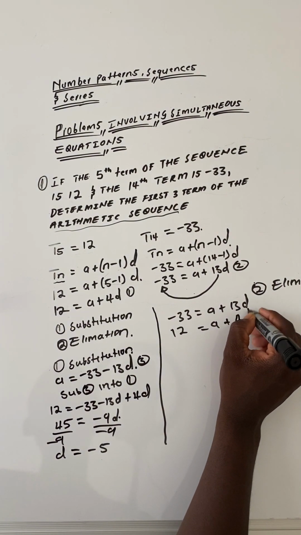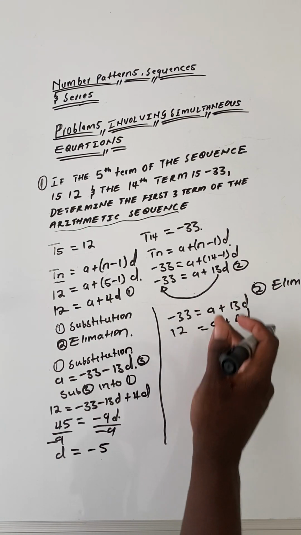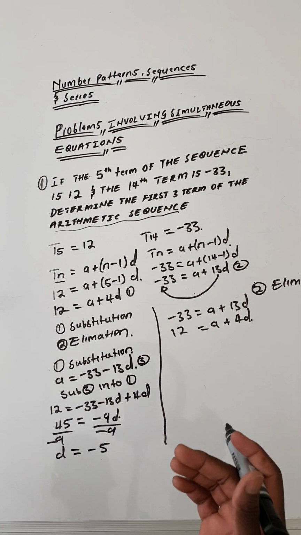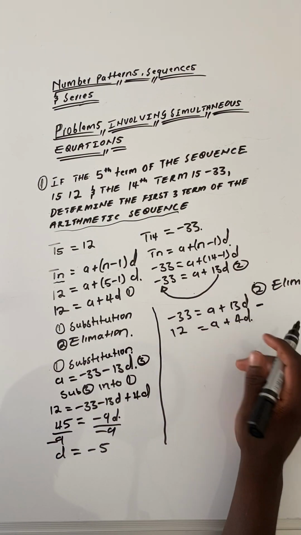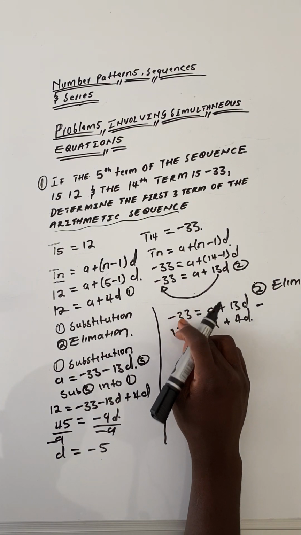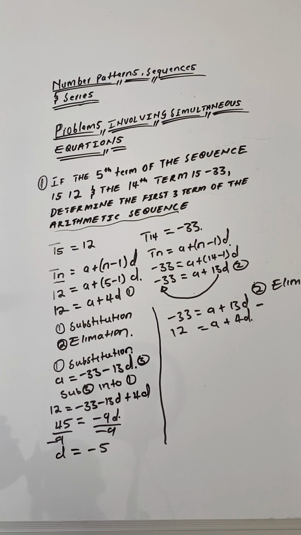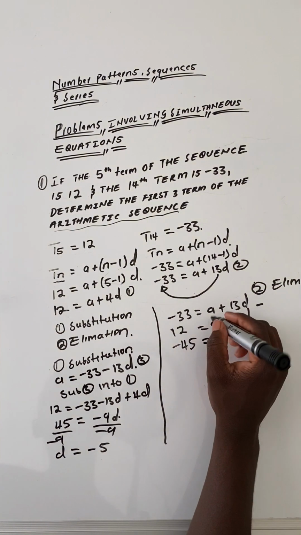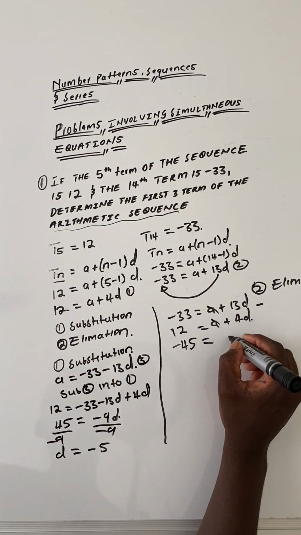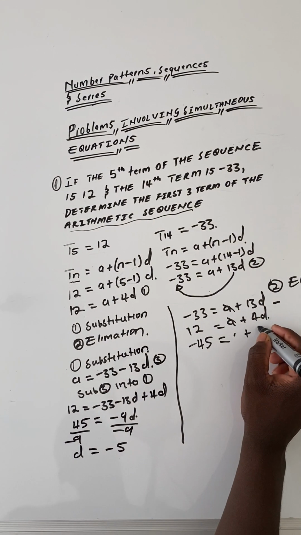+ 4d. So now you ask yourself, what would I need to do with this such that the a will cancel each other? So in this case you would be subtracting, right? If we subtract this, the a will cancel each other. So in this case it will be -33 minus 12, that will give us -45. So -45 will be equal to, the a's will cancel each other, 13d minus 4d, that will be 9d.